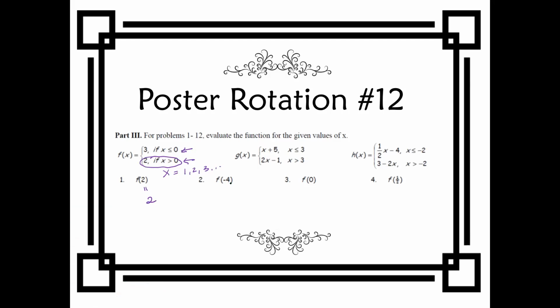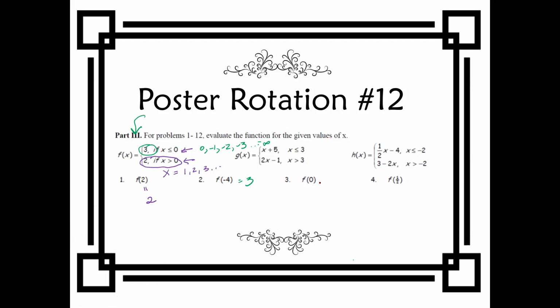F of -4. So f means we're going to be using the first function f, -4. So which one here includes anything that's in the negatives? It will be the top part because x is less than or equal to 0, which means you're including 0, but you're also including -1, -2, -3, all the way to -infinity. So your answer here would just be 3.